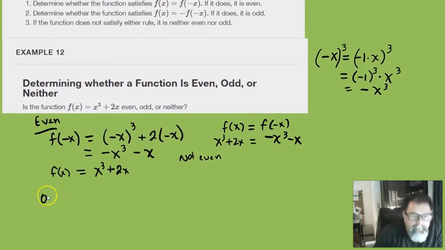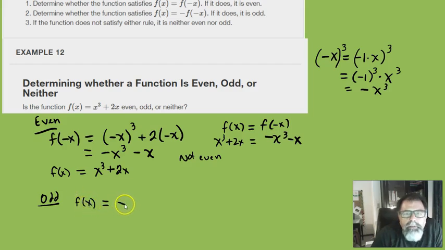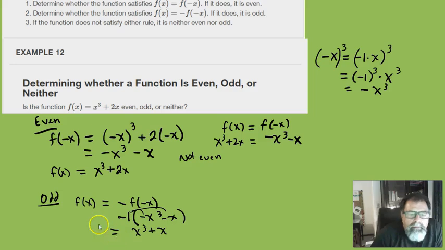And then if odd fails, so what we're trying to do for odd is see if f of x, using their definition, equals negative f of negative x. Well, f of negative x is what I have written here, right? So I'm going to take the opposite of that. I'm going to write negative 1 times negative x cubed minus x. So I distribute the minus sign and I get x cubed plus x. And then you can see f of x is equal to, so yes.